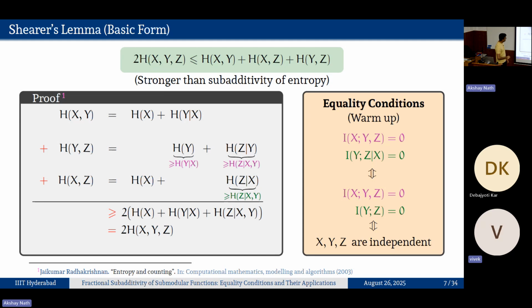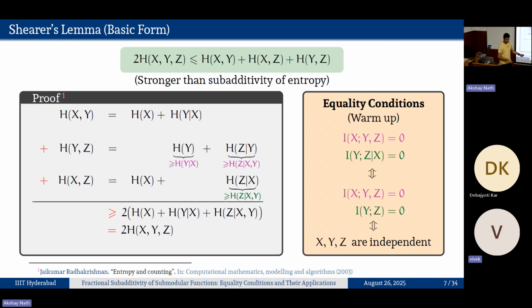If h of y is equal to h of y given x, that means x and y are independent of each other. Then, if I stare at this, z is independent of x conditioned on y. And then z is independent of y conditioned on x. If I take a linear combination of these 3 together, I get these 2.